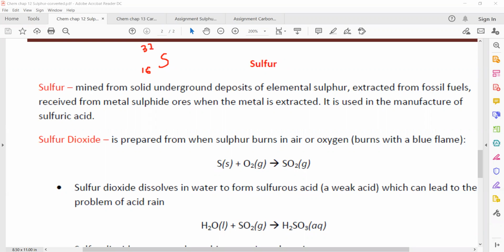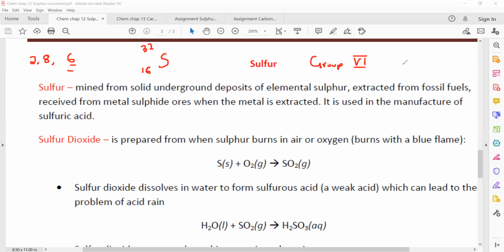So when we write the electronic configuration of sulfur, the first shell will have 2 electrons, the second shell will have 8 electrons and the third shell will have 6. Because there are 6 electrons in the outermost shell, it belongs to group 6. It is a non-metal.